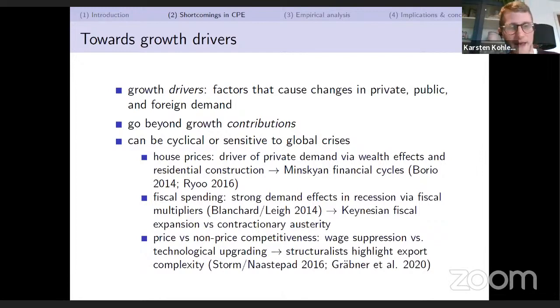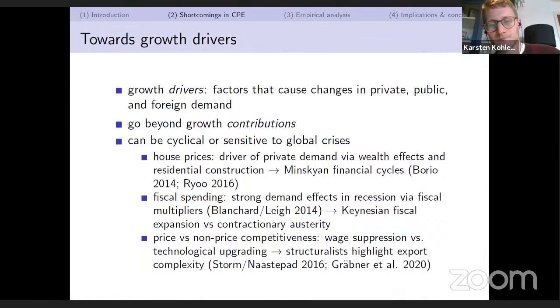Secondly, we look at fiscal spending. And here we argue that, again, where we are in the cycle matters, because there is a literature that argues that fiscal multipliers become larger in recessions. And in that sense, fiscal policy is likely to have become more important after the global financial crisis, where it made a big difference whether countries engaged in fiscal expansion or in austerity.